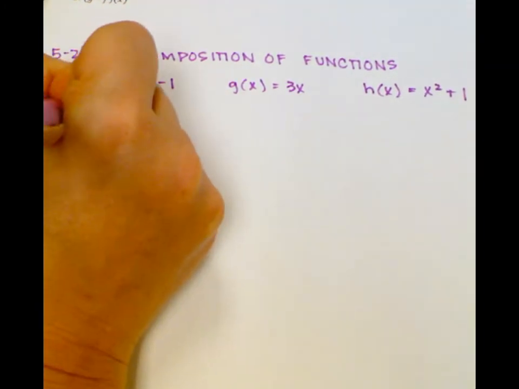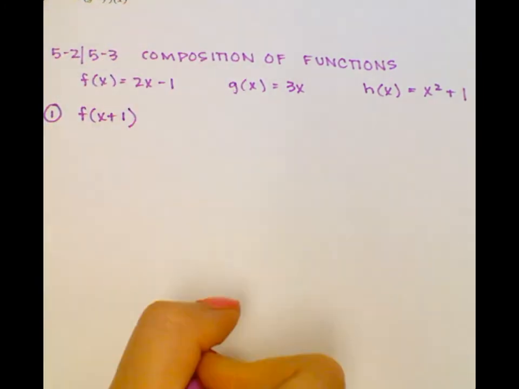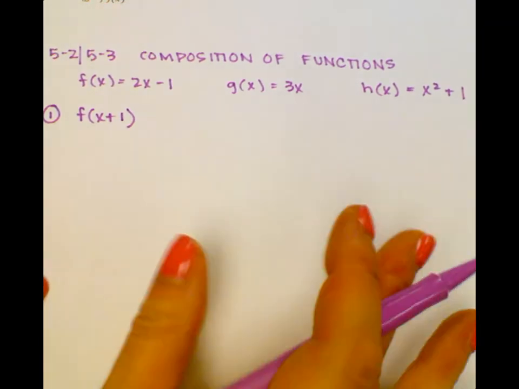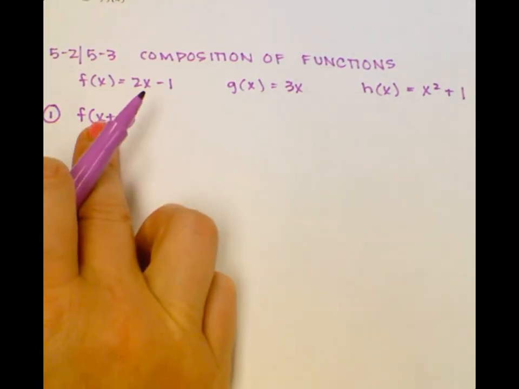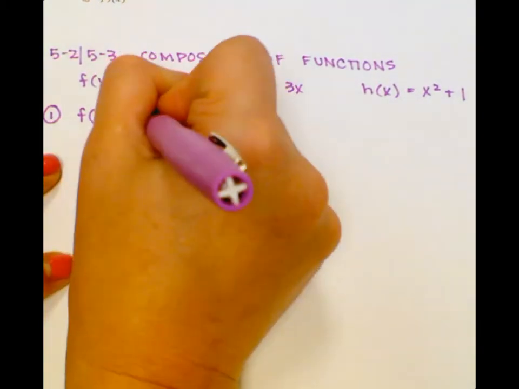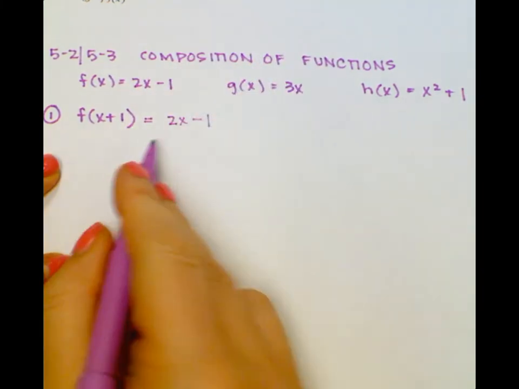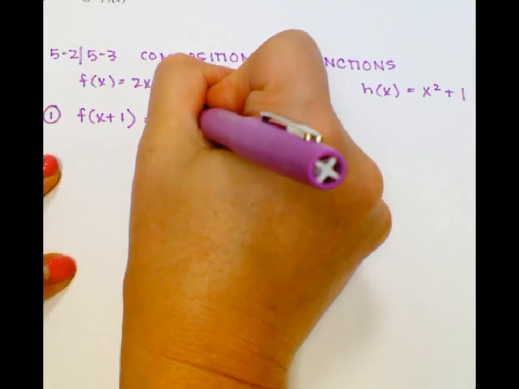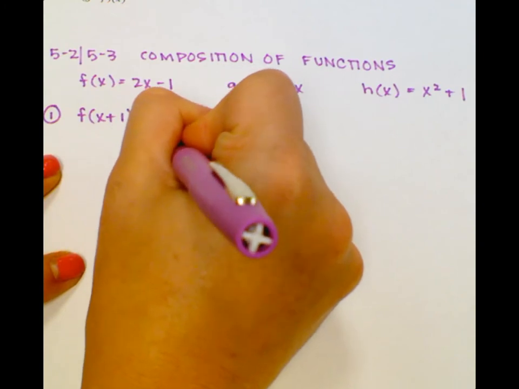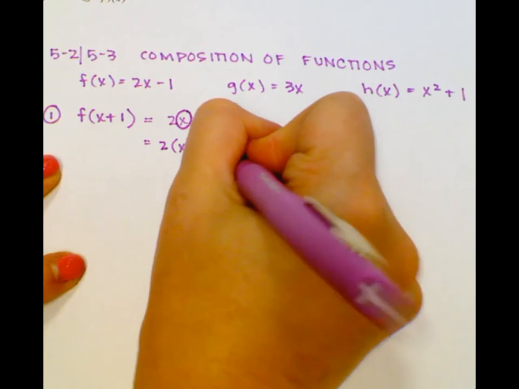Let's start off with doing f of x plus 1. So we're starting easy. So remember, all we do is we take what's in parentheses and where do we plug it? We plug it right into the x. So I'm just going to write 2x minus 1. That's our function. Right here for the x is where I'm going to plug in the x plus 1. So I have 2 times x plus 1, and then don't forget, you still have the minus 1.